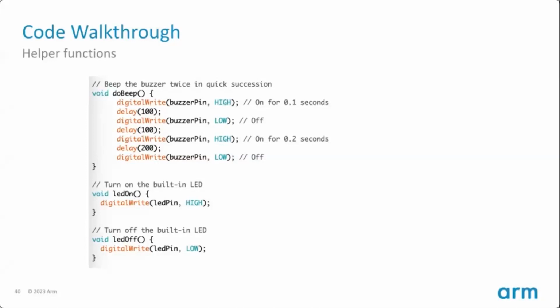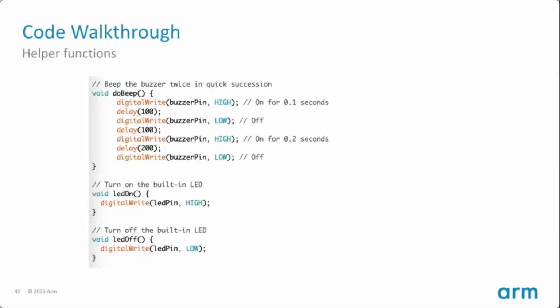So we're going to let it do that for 1/10 of a second. So the delay function takes microseconds. So 100 microseconds is about 1/10 of a second. After that, we're going to turn it off by setting the output to low on that pin. We're going to wait another 1/10 of a second. We're going to turn it back on again, this time for 2/10 of a second, before finally turning it off. So that's going to give us our little beep sequence whenever we want it.